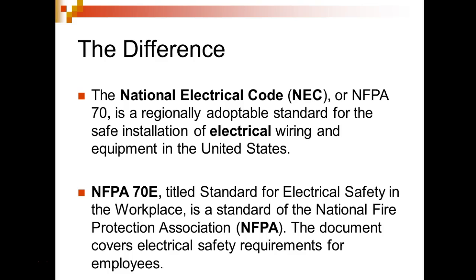So 70E. This is put out by the National Fire Protection Association. We call it the National Electrical Code, but it's actually a committee of the National Fire Protection Association, and it's actually NFPA 70. So that is the National Electrical Code. 70E deals with electrical stuff. That makes sense?